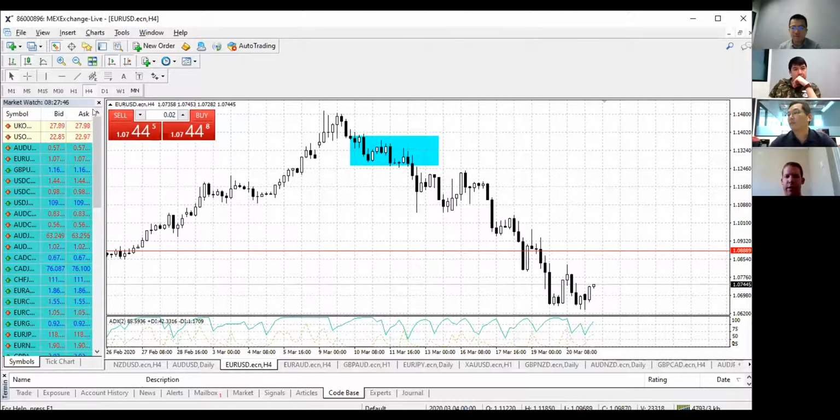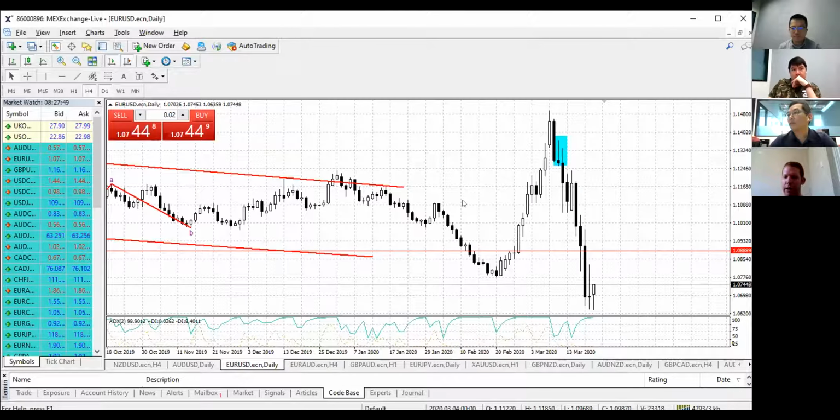If I go just to the daily time frame now and see, okay, that actually has some promise. What I'll do is I'll watch that candle, and then I'll see how it closes on the daily.